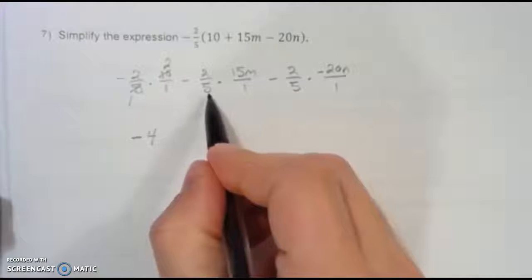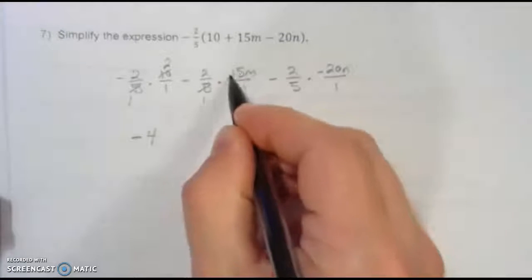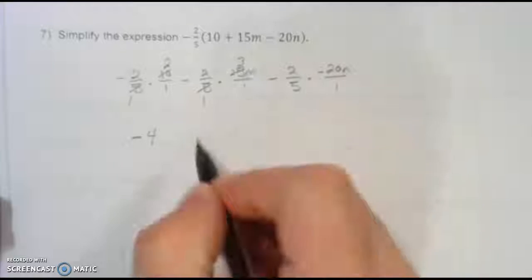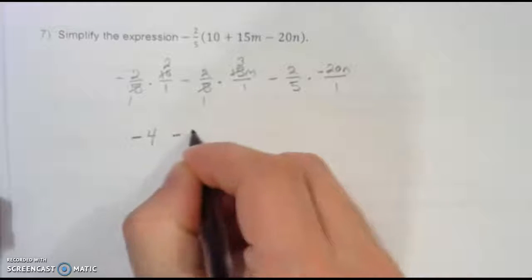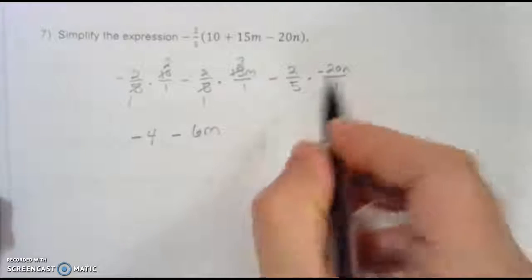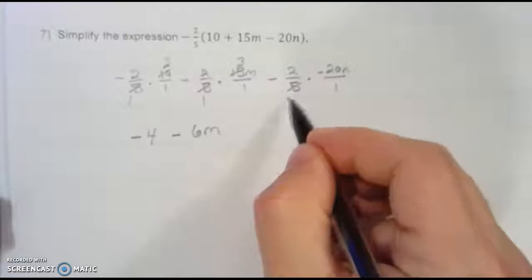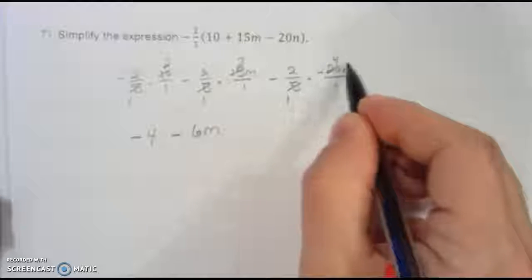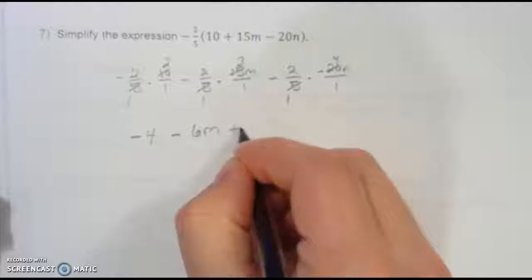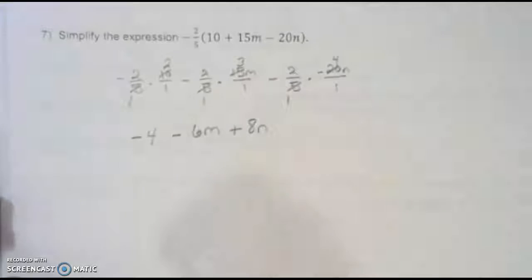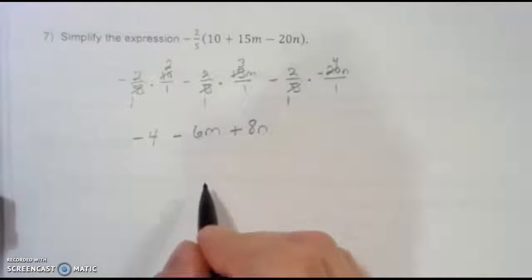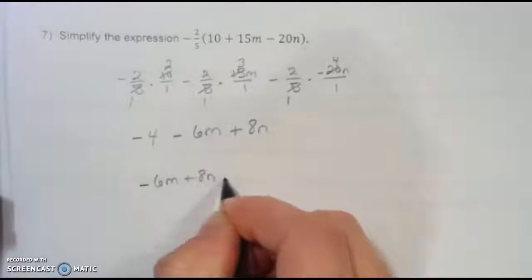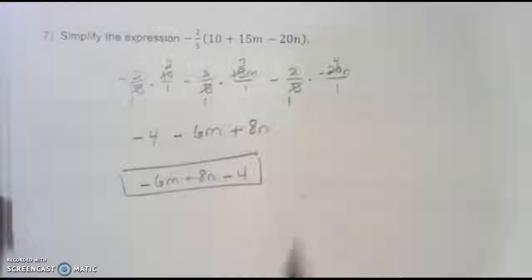Next, I'm going to simplify the 5 and the 15. 5 becomes a 1, 15 becomes a 3. And so this is negative 2 over 1 times positive 3m over 1, which is going to be negative 6m. Finally, I'm going to simplify my 5 and my 20. 5 becomes a 1, 20 becomes a 4. So we have negative 2 over 1 times negative 4n over 1, which is going to be positive 8n. Okay, and then I can just rearrange this so my variable terms are first alphabetically. I'm going to have negative 6m plus 8n minus 4 as my simplified expression.